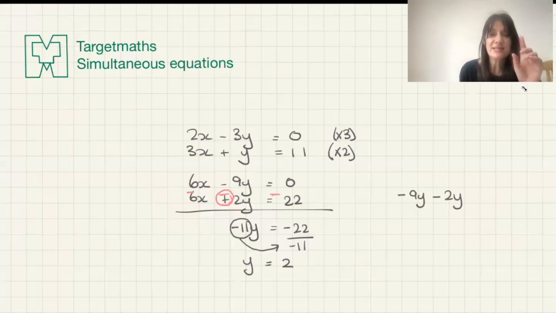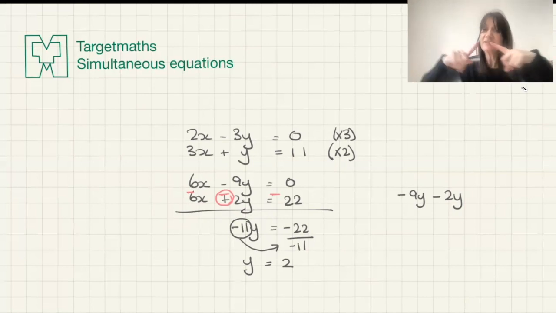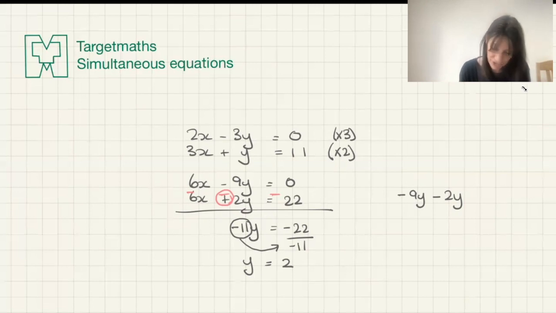So if you can see one negative in the combination or the question, then it's negative. So I always think 1 in the question, 1 in the answer. And if there's 2, then it makes a plus. Okay, so we've got y equals 2.